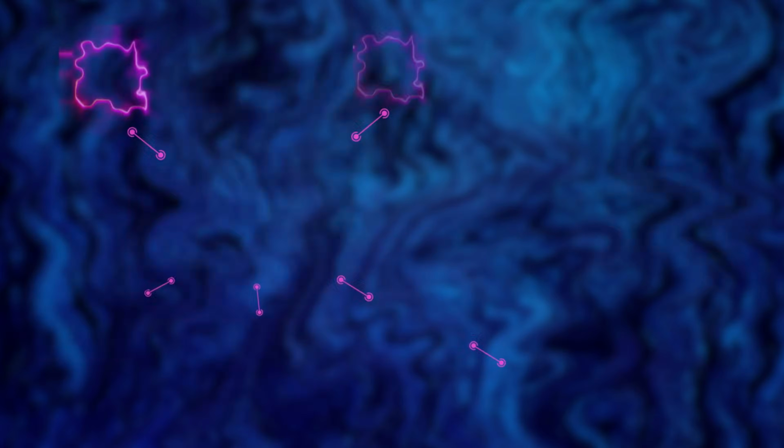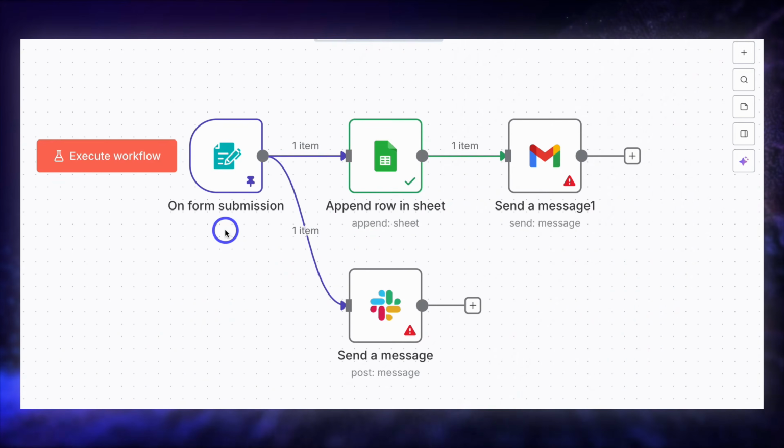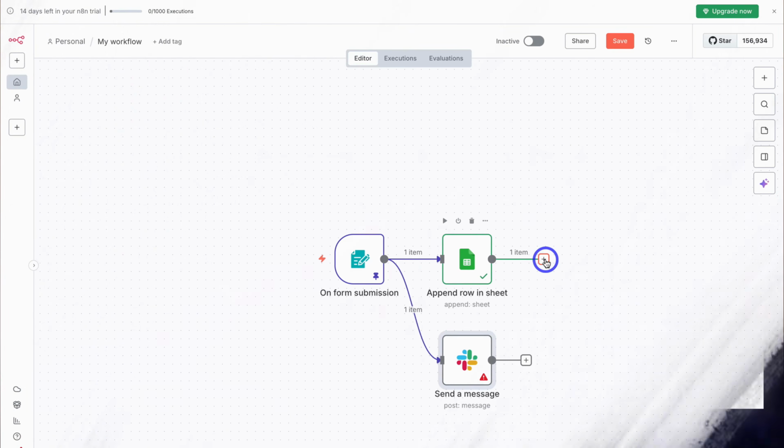n8n is an open source workflow automation tool that allows anyone to build out automations between apps with a visual interface and with no code needed. n8n is essentially a self-hosted alternative to platforms like Make or Zapier, and today I'm going to share exactly how you can get started with n8n as a beginner.